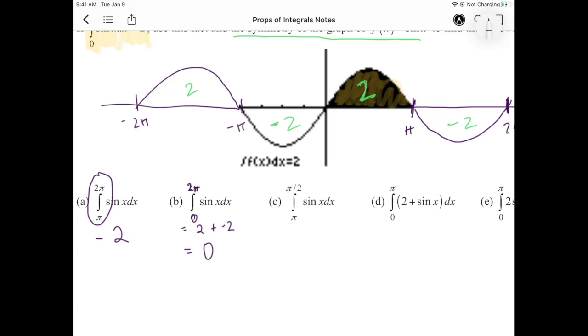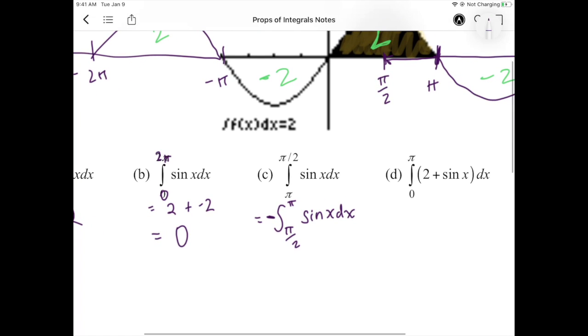Alright, then I see I have pi to, I'm going in reverse to pi over 2. I don't like when they go in reverse, so I'm gonna rewrite this as pi over 2 to pi. And I'm gonna say, let's make it negative since I switched the directions. So for me personally, I like going from left to right. It's easier for my brain to think about. So I'm gonna rewrite it going from left to right, and I'll just put this negative sign in the front.